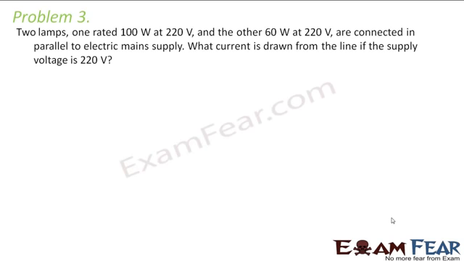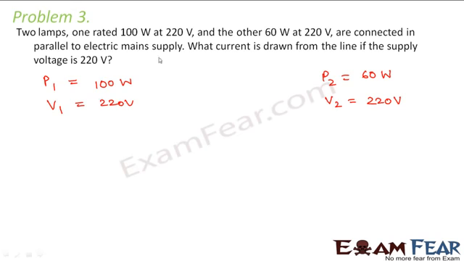Here comes problem 3, which says two lamps, one rated 100 watts at 220 volts and the other 60 watts at 220 volts are connected in parallel to electric mains supply. So P1 for the first lamp, power is 100 watts. For the second lamp, power is 60 watts. The potential difference for the first one is 220 volts and the potential difference for the second one is also 220 volts. Now it says that they both are connected in parallel to electric mains supply. So what current is drawn from the line if the supply voltage is 220 volts?